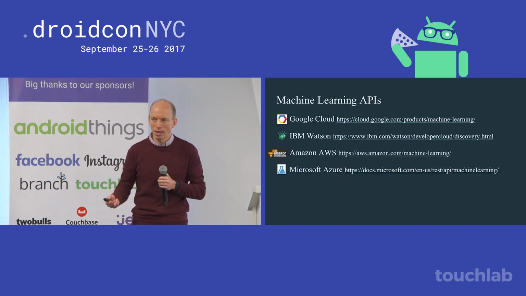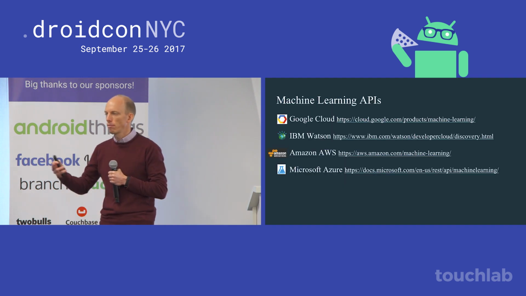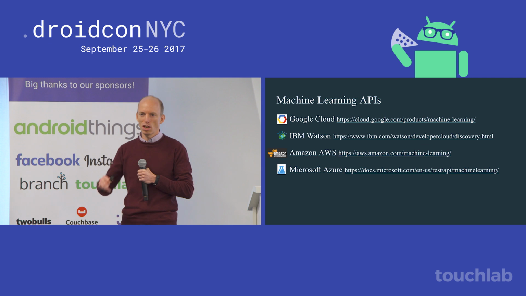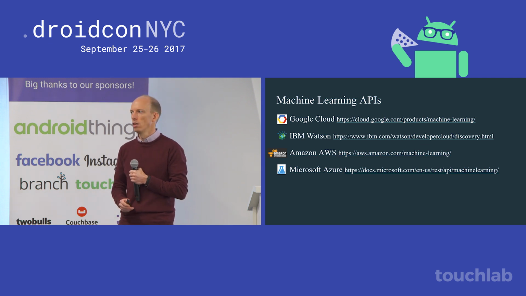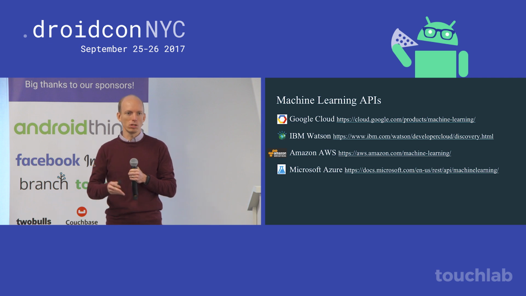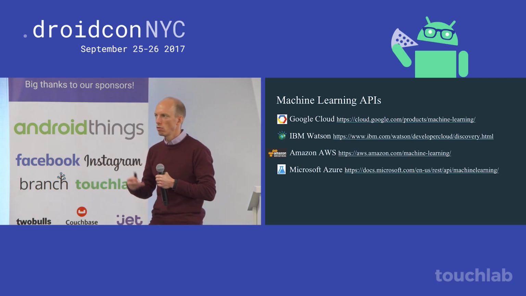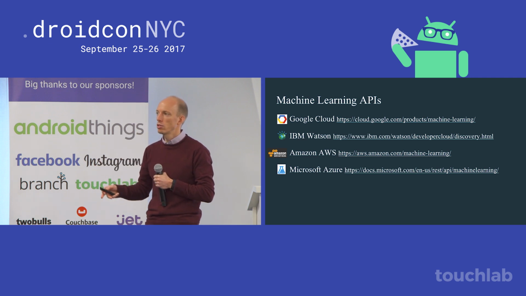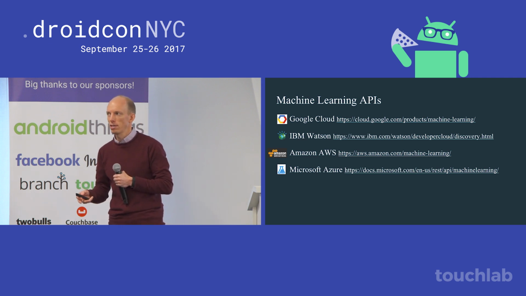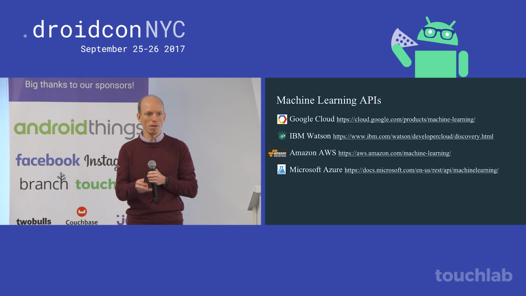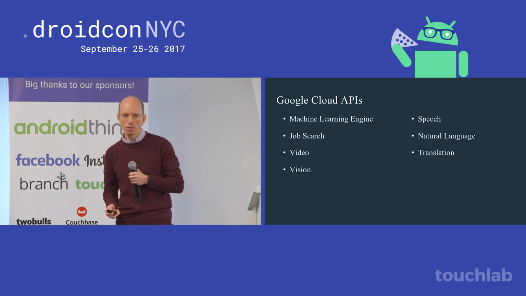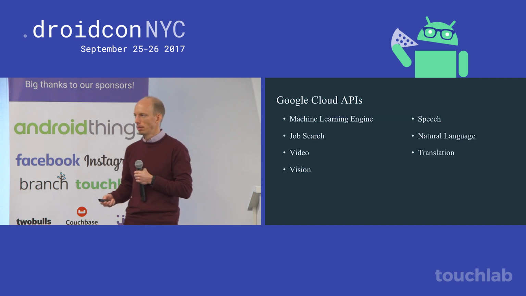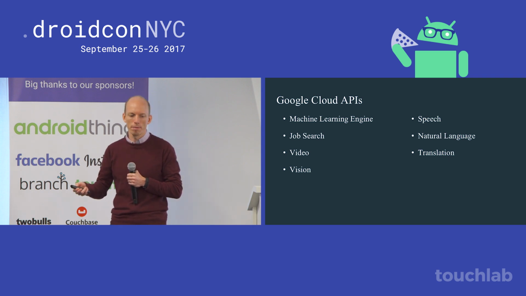So the first one, use the cloud. The 4 big providers all have these APIs that are built for an enterprise team. They're very powerful, but they're not tied to one specific use case, and they're not really going to be a good fit for just a small group of developers. The good news is the Google and the IBM APIs have some much more focused shrink wrap ones. We're at droidCon, so we're going to talk about the Google ones. 7 of them up there. I'm just going to give you a quick intro to a couple of them.